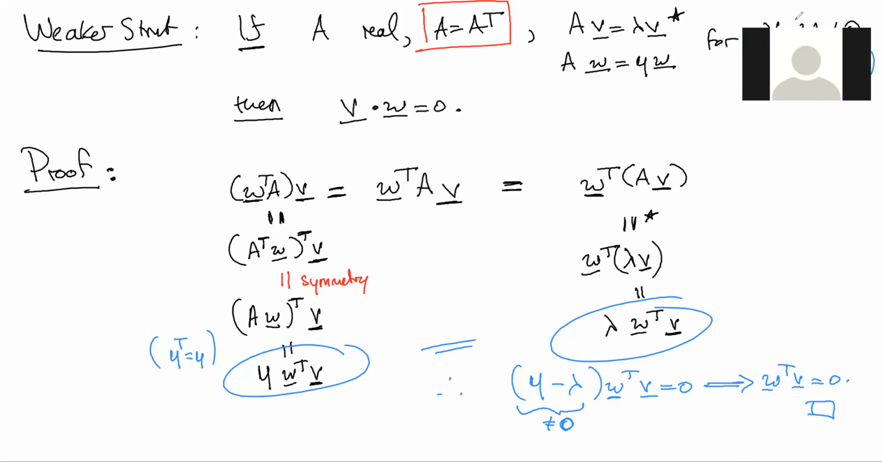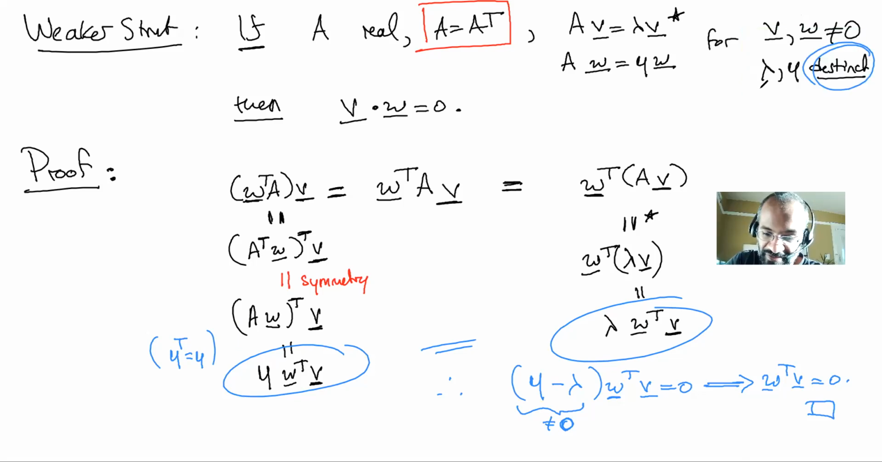Oh, okay. So this is stronger. So we're saying the eigenvalues are orthogonal? No, the eigenvectors are orthogonal, assuming the eigenvalues are distinct. Okay. Makes sense. Thank you so much.